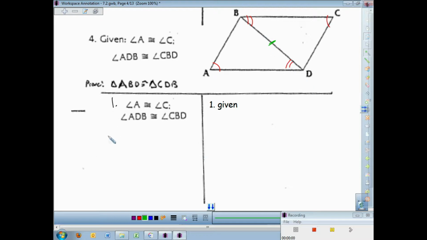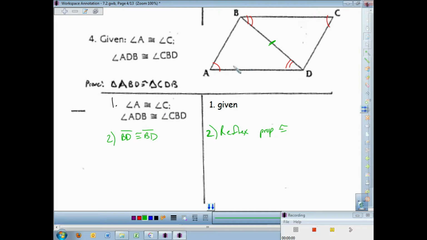So how do you write it down? Well, segment BD is congruent to itself. It's in both triangles, right? So segment BD is congruent to segment BD, and the reason that is happening is the reflexive property of congruence, which says that anything's congruent to itself.